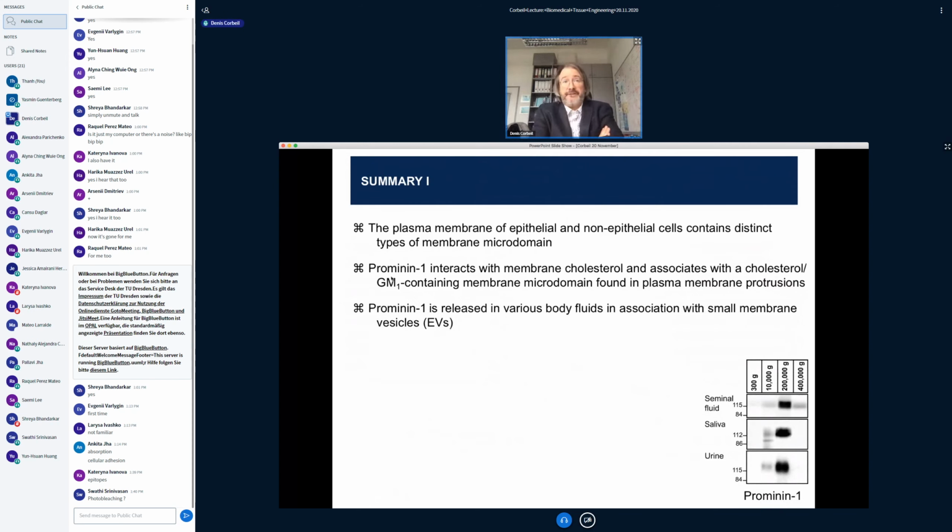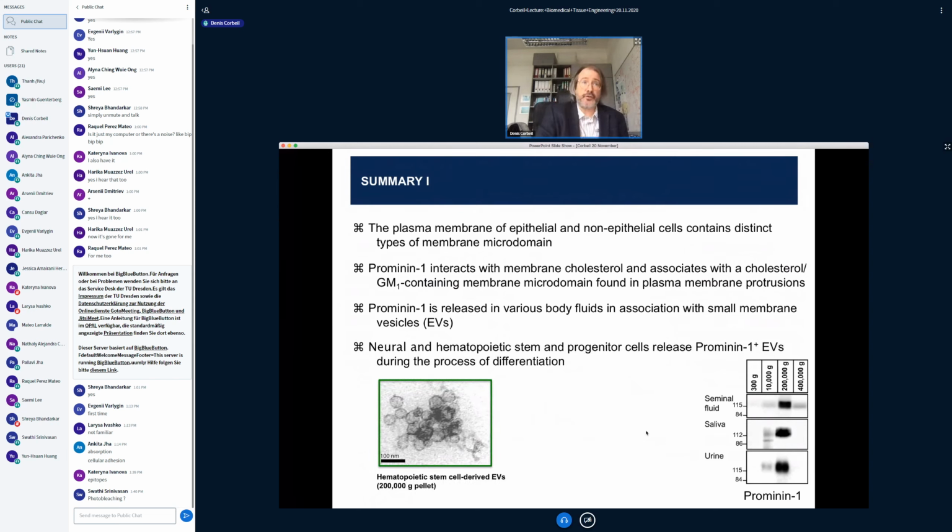Prominin 1 is released in various body fluids, like here, saliva, urine, similar fluid, and this is quite interesting because they can be used for monitoring cancer. If you have a cancer in the kidney, the level of particles which are released in the urine can change. So you can monitor some cancer. The same here with the seminal fluid. So it can be very, very important to use as a biomarker, although we don't know the exact function of these vesicles.